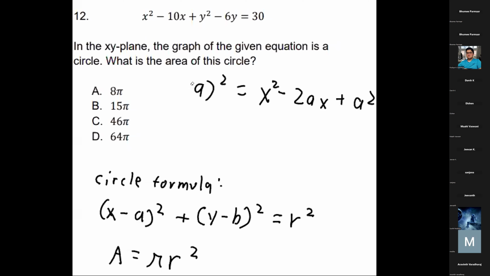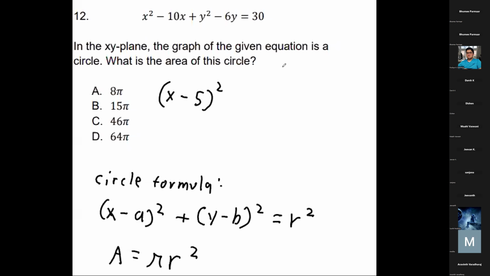So we need to convert this first part, x squared minus 10x, into this general form. For that, if we work backwards from what I just erased, we would have 2a. So that means that a here would have to be 5. So x minus 5 squared. Well, the thing is, x minus 5 squared would also get us the plus 25 at the end.